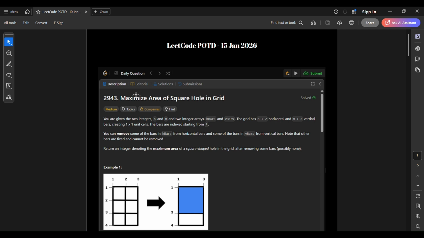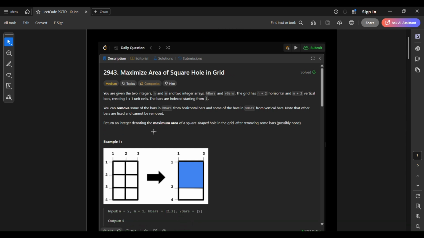The question is maximize the area of square hole in a grid. The question is very simple, but the statements are tricky to understand. I will read it first, and I will take you to the exact right information in this question. Then we will start solving the question.